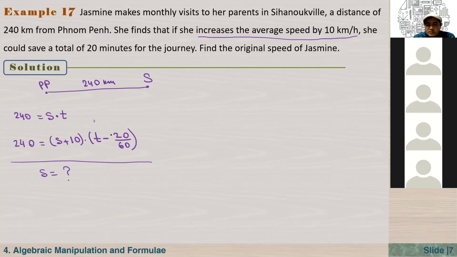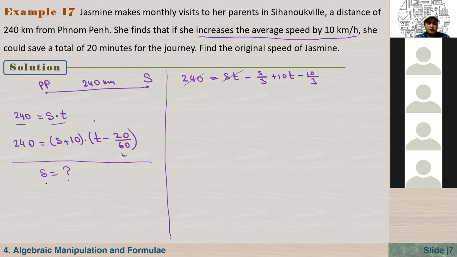So now we have two equations, two variables. We need to solve this. How? Using the substitution method. If I expand the second equation, we get 240 equals S times T, that is ST, S times minus 1 over 3, which is minus S over 3, 10 times T, plus 10T, and 10 times minus 1 over 3, that is minus 10 over 3. And we know that S times T is equal to 240, so these two cancel each other out.